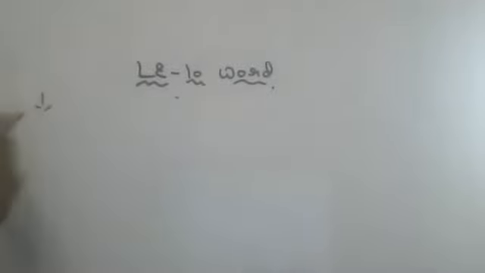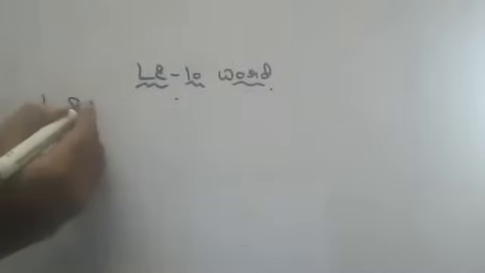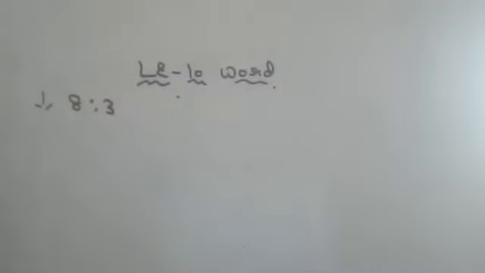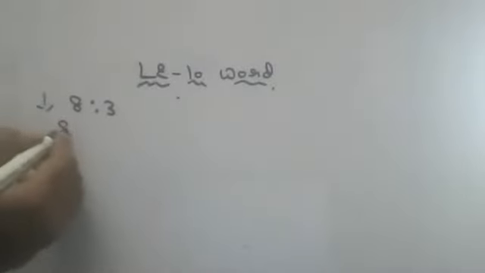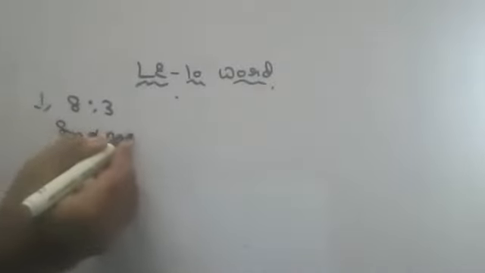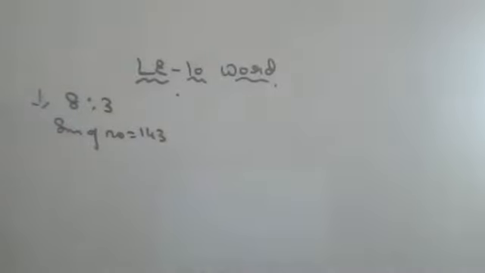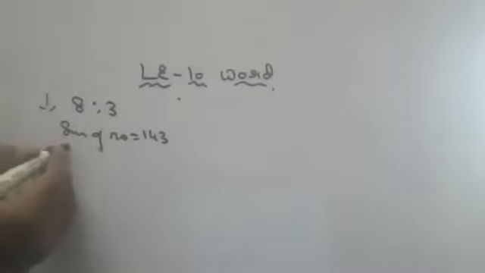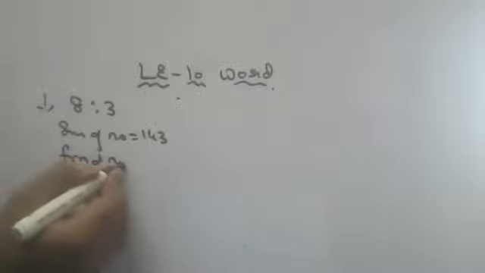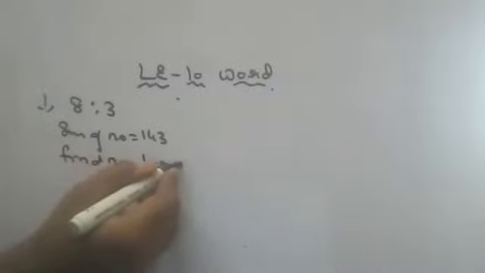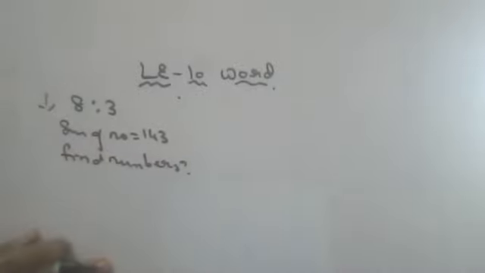See here, two numbers are in the ratio of 8:3. I have sent the picture, please keep seeing that. Two numbers are in the ratio of 8:3. If the sum of the numbers is 143, find the numbers. Okay, children, this is the first question. Today we will do 15 sums, tomorrow 15 sums will do.